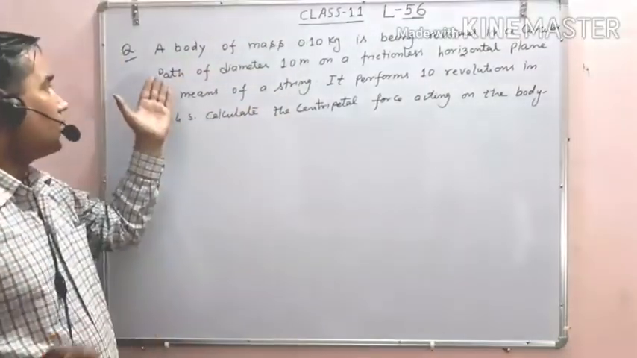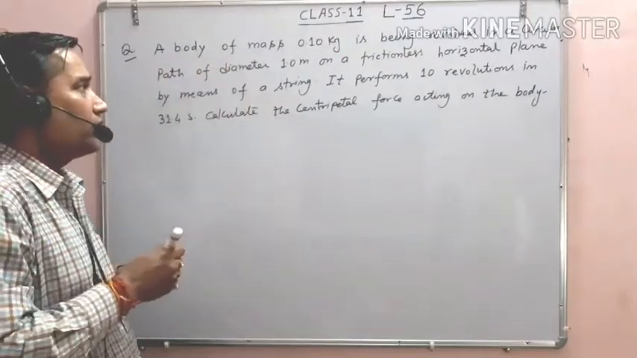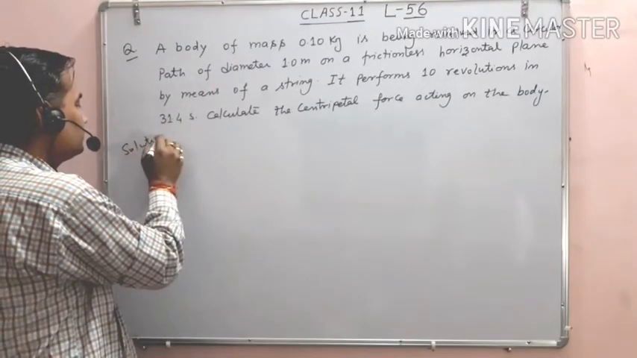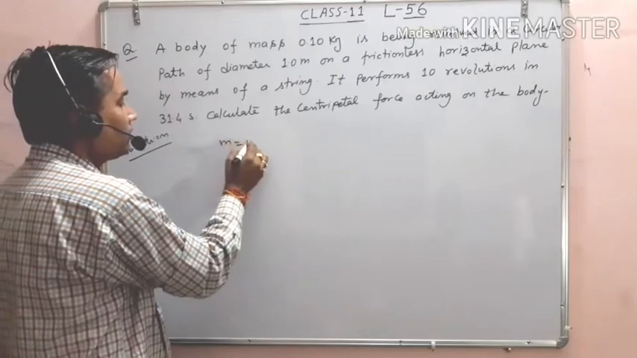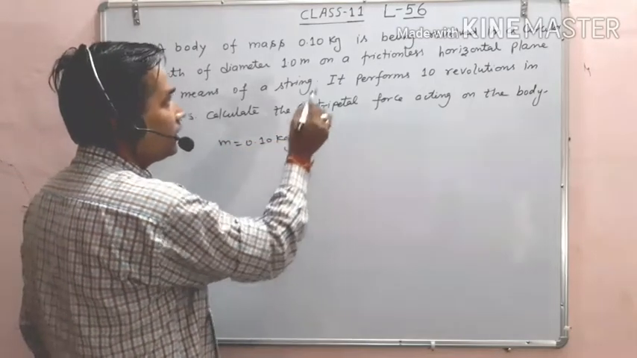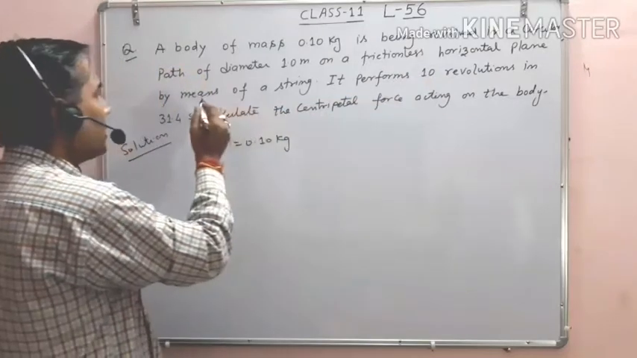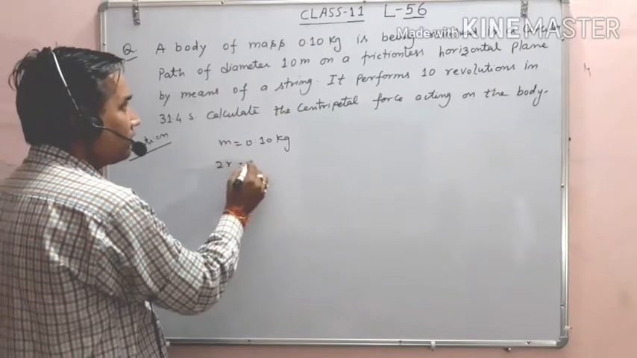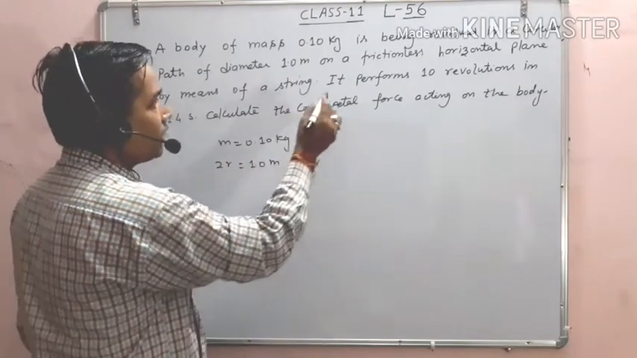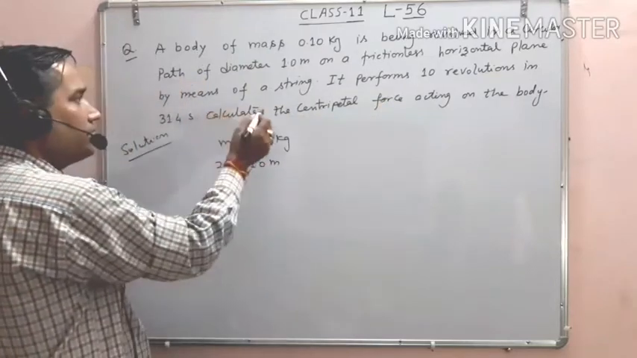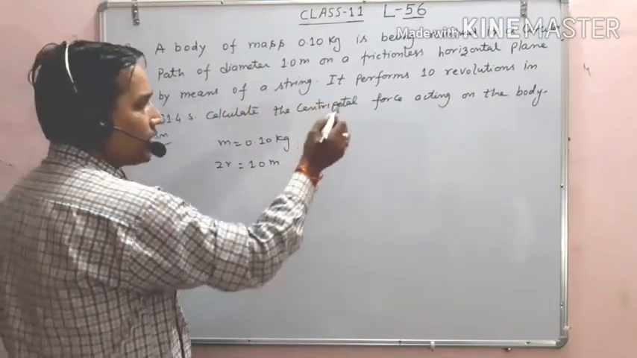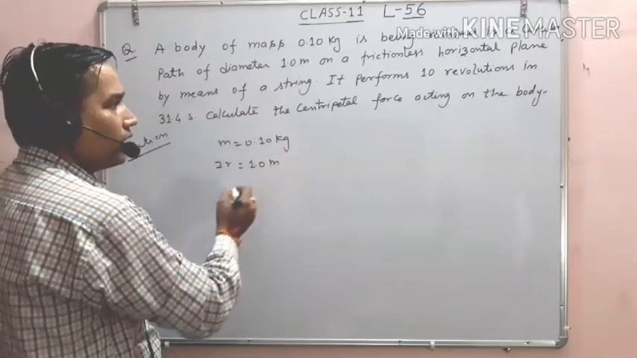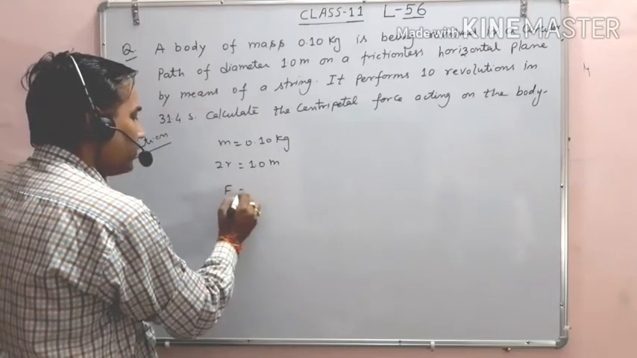The problem is: given a body of mass 0.10 kg. The mass of the body is given, beta. M is equal to 0.10 kg, and it is being revolved in a circular path of diameter 1 meter. Diameter is 1 meter, which means 2r is equal to 1 meter, on a frictionless horizontal plane by means of a string. It performs 10 revolutions in 31.4 seconds. Calculate the centripetal force acting on the body. So now find the F.